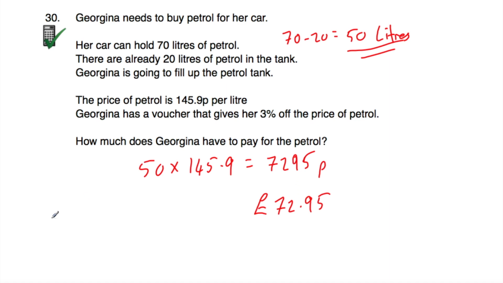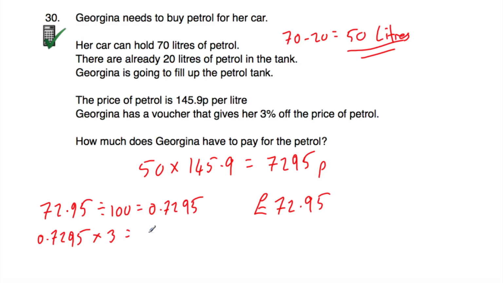There's a few different ways we could do it. We could take the 72.95 and divide it by 100 to find 1%, and that's equal to 0.7295. We could then take that 0.7295 and multiply it by 3, and that's equal to 2.1885. So that's 3%.